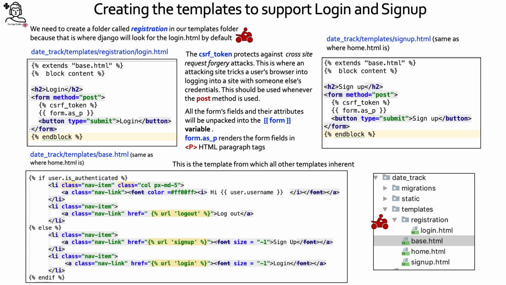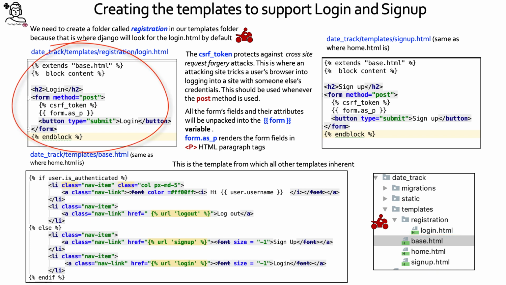So we need to create a folder called registration in our templates folder because that's where Django will look for the login.html by default. Of course, we can change that if we want, but we won't in this case. So look right here, lower right-hand corner, templates. Under templates, we have registration, and in registration, we have login.html. So we'll take that one first.